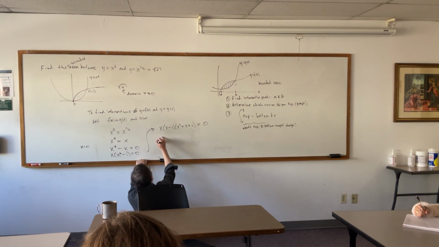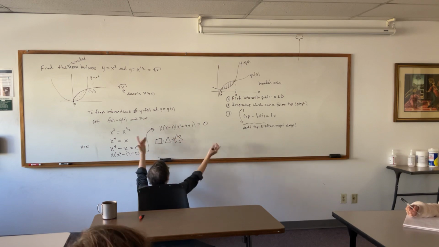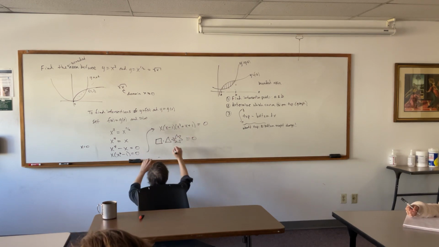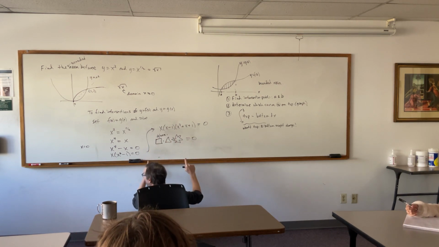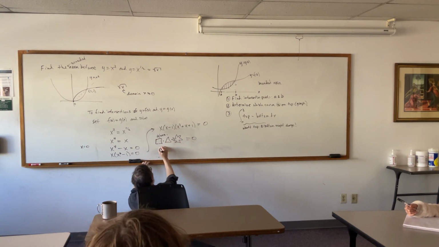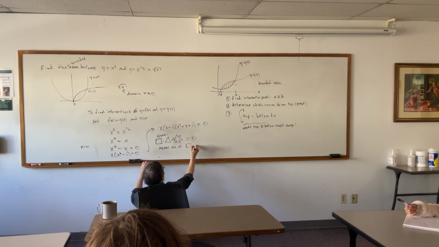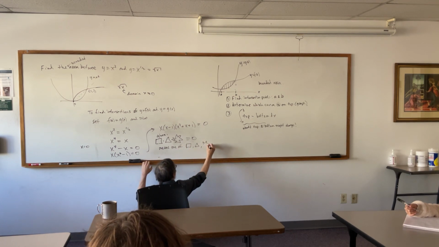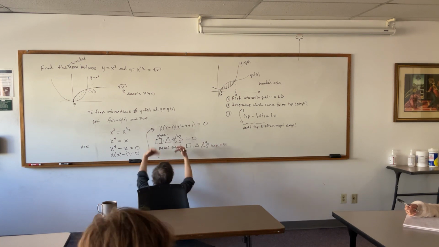So if you have a product of things like this, you've got this times this, and maybe this list goes on, equals 0. Given this, one of these things has to be 0. The only way you can multiply numbers together and get 0 is if one of them is 0. So one of these things must equal 0, so we set them each equal to 0.